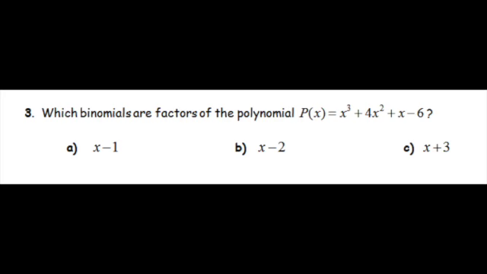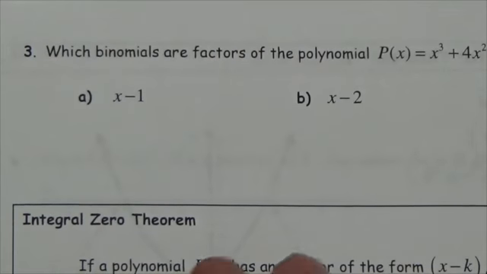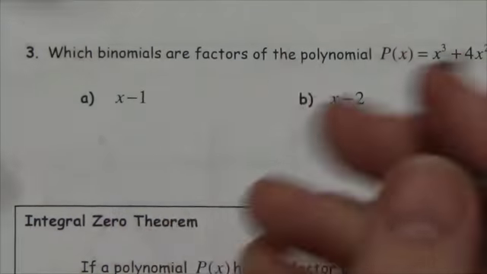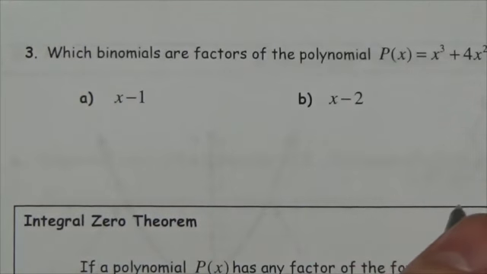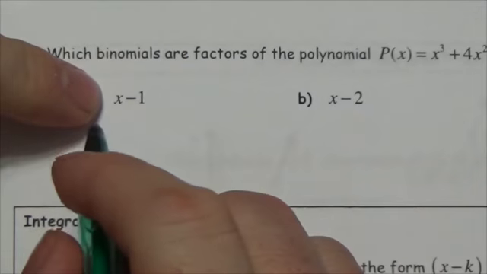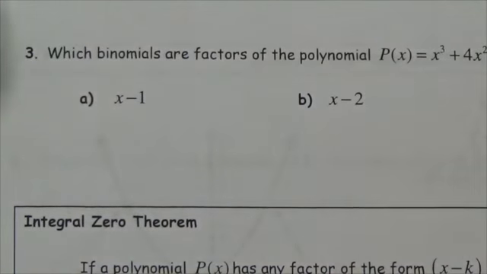Which of the following binomials are factors of the polynomial x cubed plus 4x squared plus x minus 6? So now this question asks us to go the other way. Now what we're going to do is suggest a binomial, and check to see if it's actually a factor. But we're not going to go through and do the division. Please don't go through and do the division here. Let's use the factor theorem.